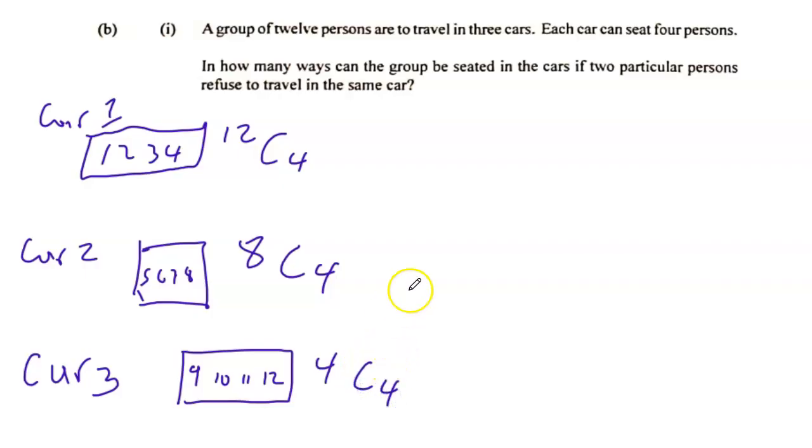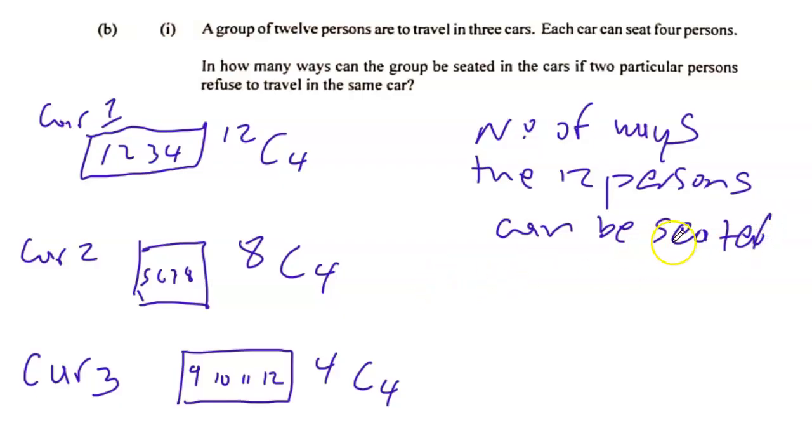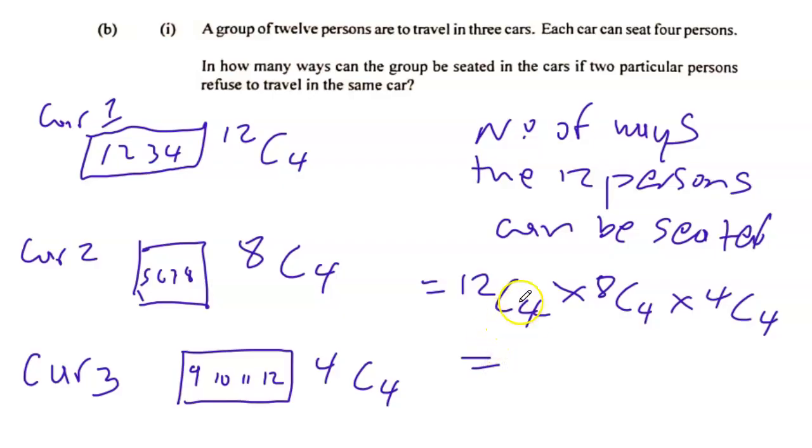All right, so we can add these. So the number of ways the 12 persons can be seated will be 12 choose 4, and 8 choose 4, and 4 choose 4. So we can use our calculator to do that. That gives us 34,650 ways.